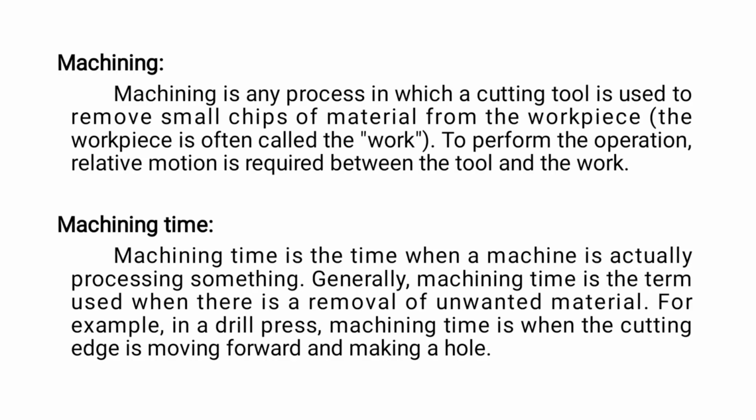Then what is machining? Machining is a process in which a cutting tool is used to remove small chips of material from the workpiece. To perform the operation, relative motion is required between the tool and work. Then machining time: it is the time when a machine is actually processing something. Generally, machining time is the term used when there is a removal of unwanted material. For example, in a drill press, machining time is when a cutting edge is moved forward and makes a hole.